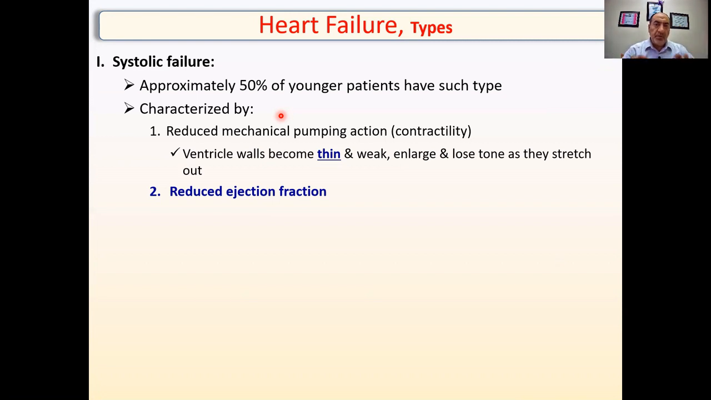The cardiac muscles try to stretch out to fill more blood so that they can push more blood, but they get thin and weak over time. And in turn, the ejection fraction will become less because the stroke volume will be less.